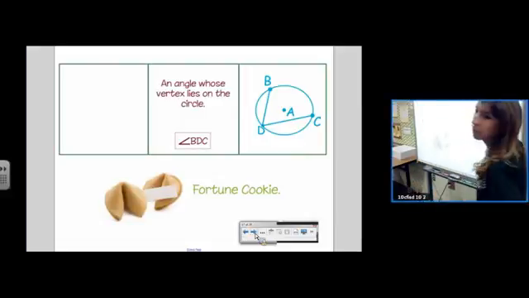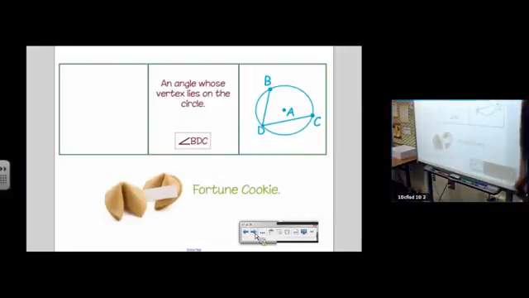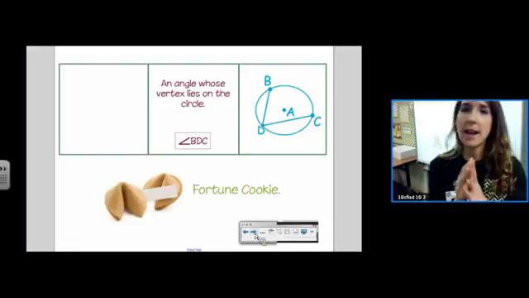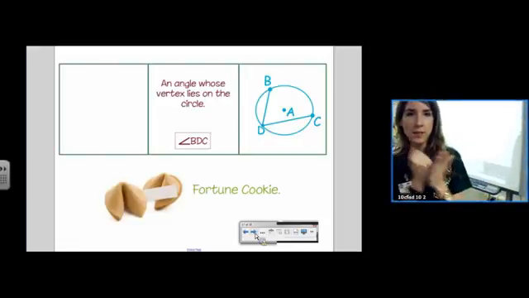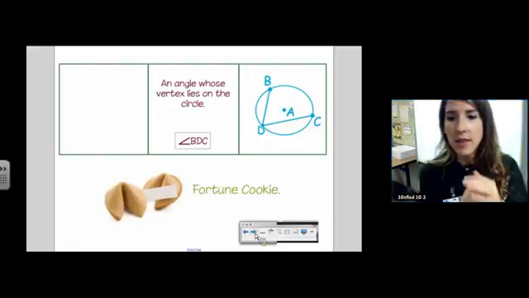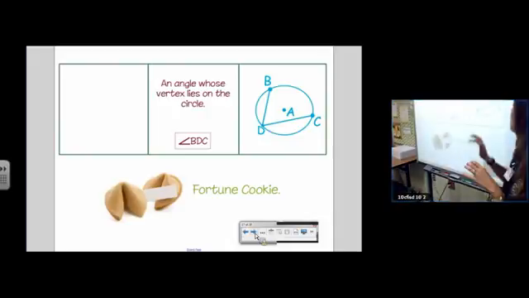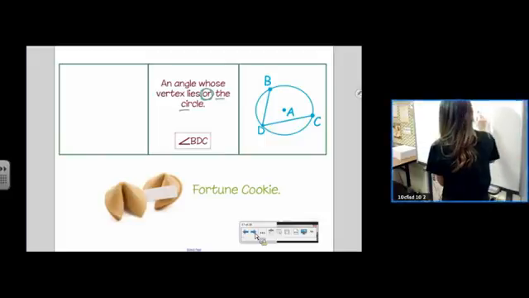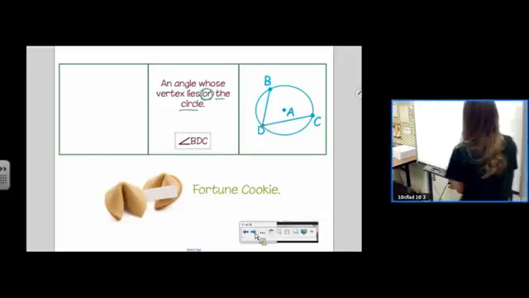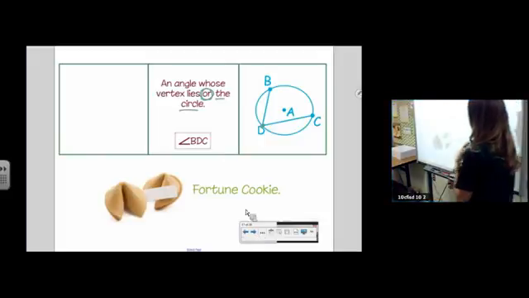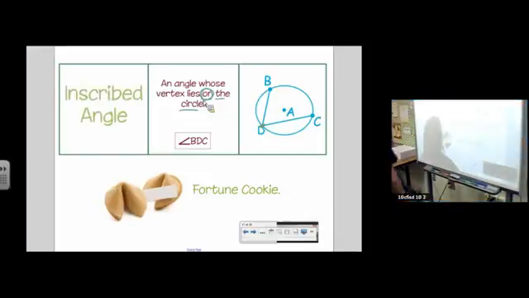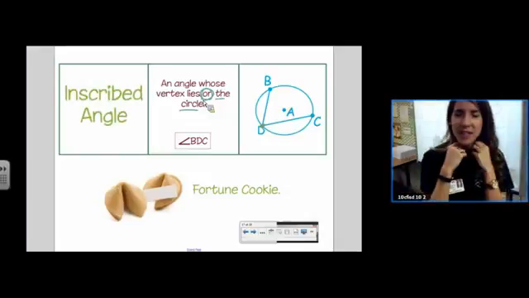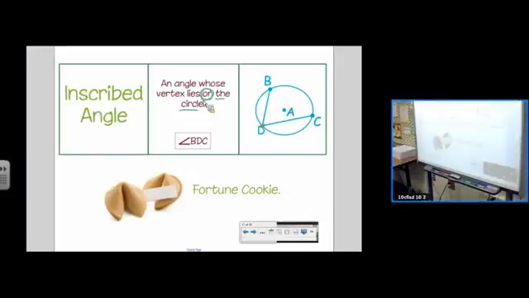Here's another angle. This angle, though, look at its vertex. When you're trying to name these angles, you always say, where is the vertex? This angle's vertex is on the circle. So the name of this one is called an inscribed angle. Inscribed angle.